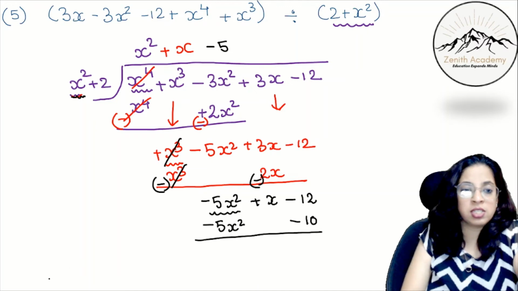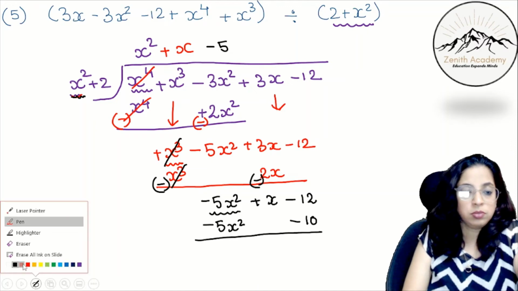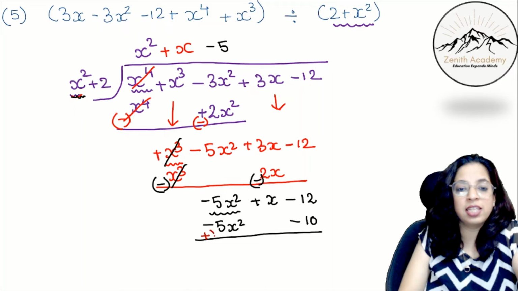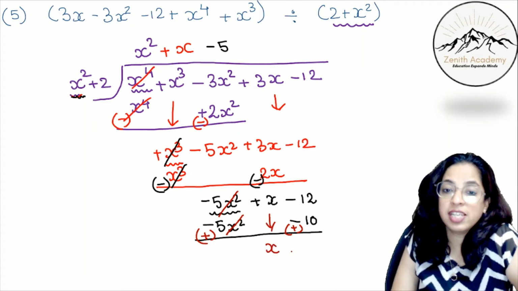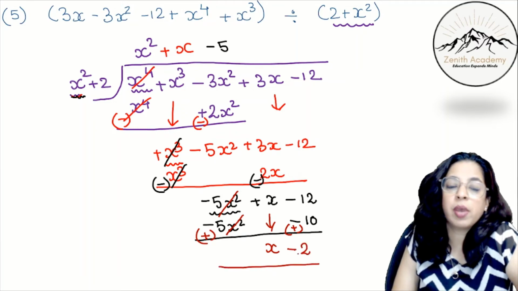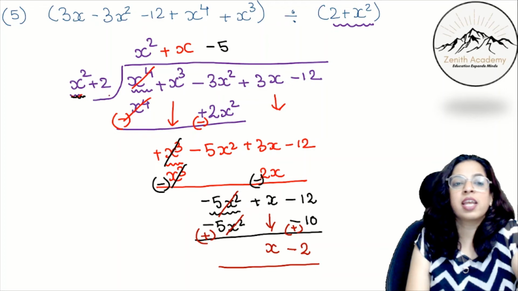Now, since it is a subtraction, I will have to change the sign. This becomes plus, this becomes plus. This gets cancelled. Copy the x down and minus 12 plus 10. Both are different signs, so we will subtract and put the sign of the bigger one. So x minus 2, and here there is x square plus 5.